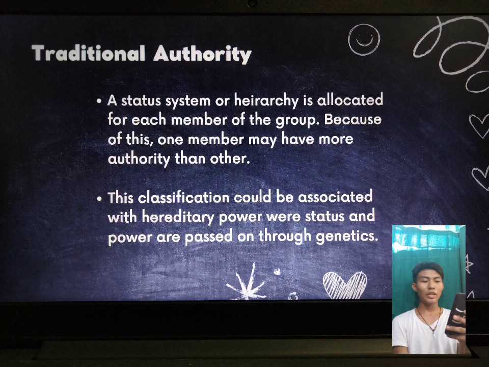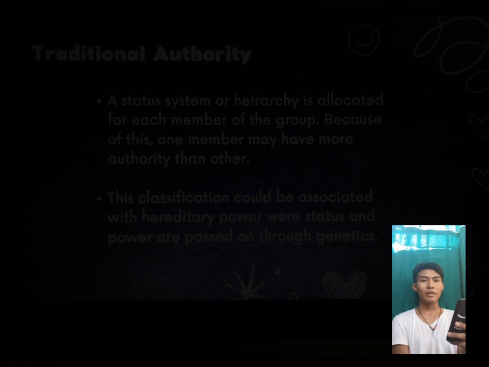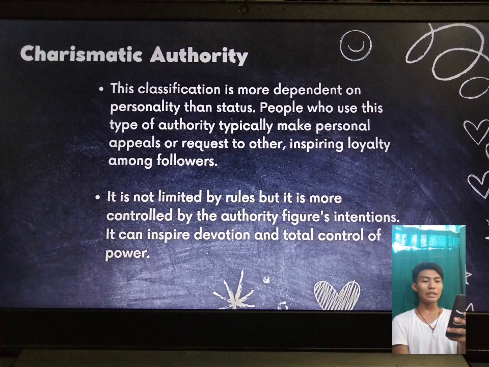Traditional authority. A status system or hierarchy is located for each member of the group. Because of this, one member may have more authority than another. The classification could be associated with hereditary power, where status and power are passed on through genetics.